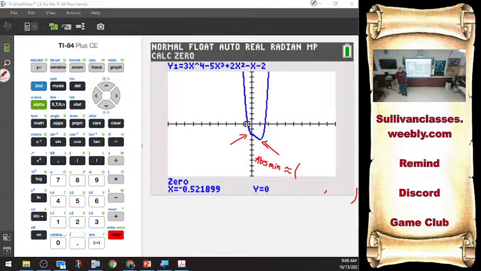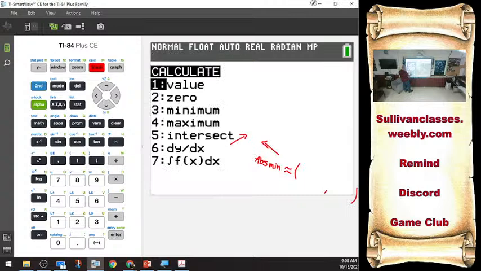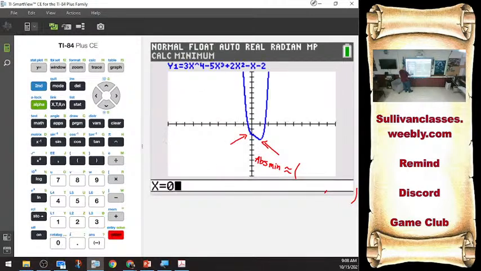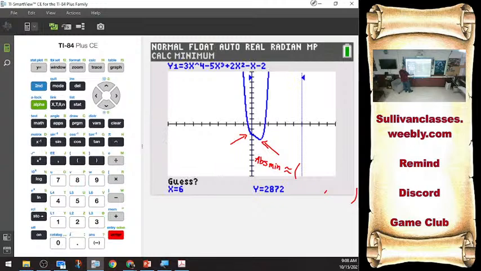I don't care what it looks like. I want to know what it really is. Second, calculate a minimum somewhere between 0 and 6, because why not?